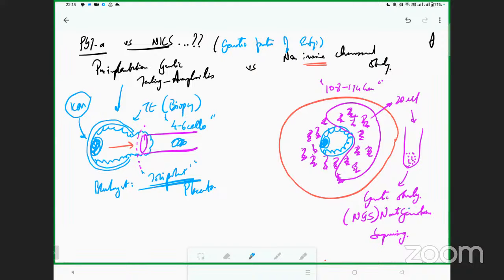The advantage in NICS is that this fluid which you get has DNA coming from the trophectoderm as well as from the inner cell mass, so you can have a more complete picture. All right. Now, even these cells which are taken are then going to go through a genetic study on next generation sequencing.